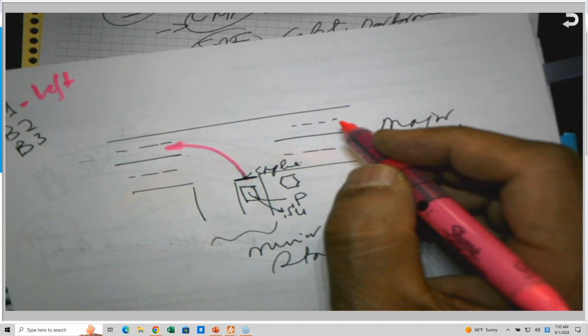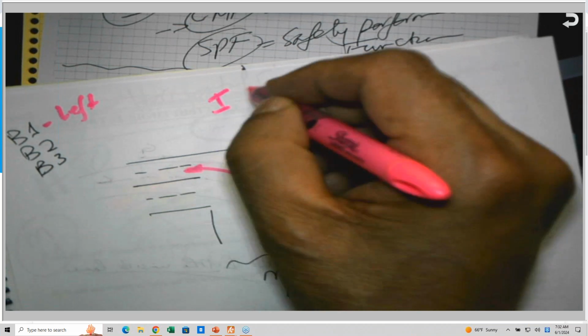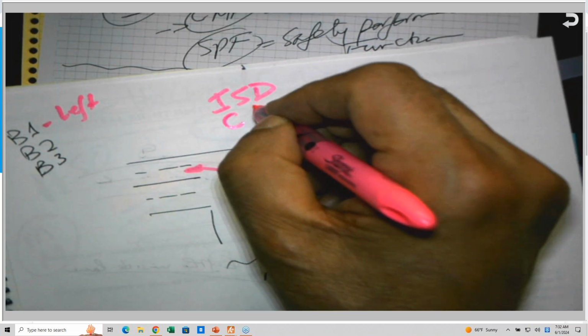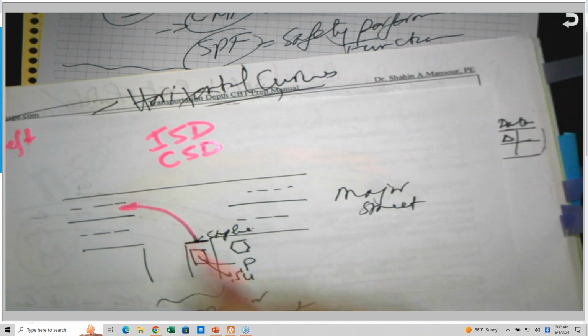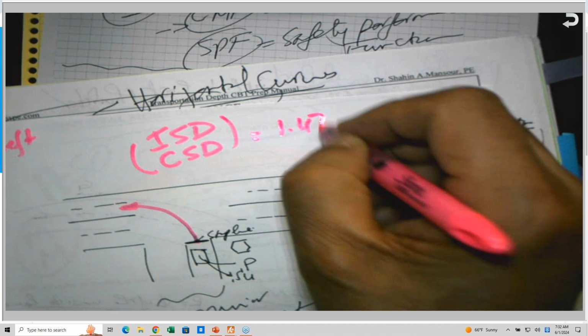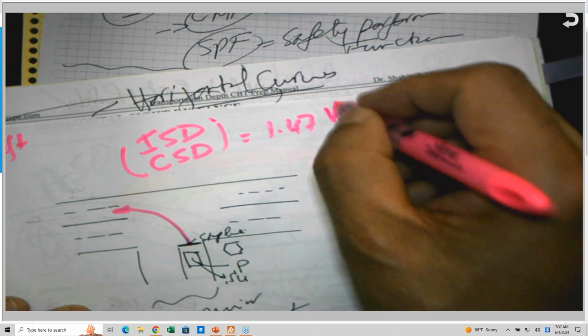Okay, so right now, turning left, as you know, the intersection sight distance, the ISD, or sometimes they call it the corner sight distance. Sometimes they mean the same thing, my friend. It is equal to 1.47 V major times t sub g.